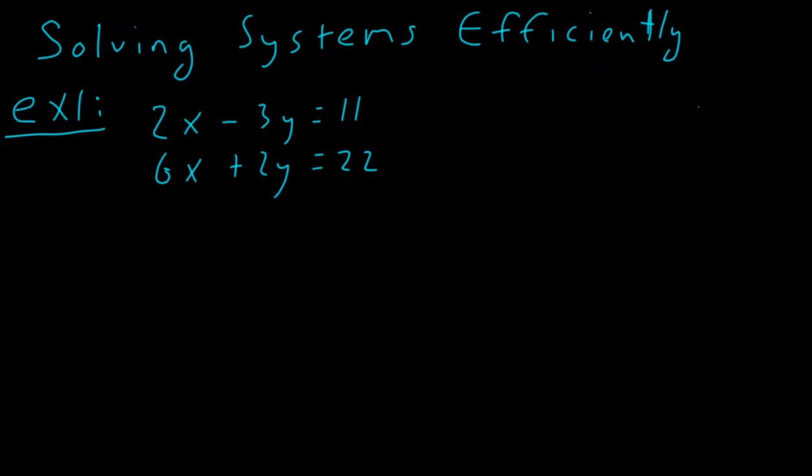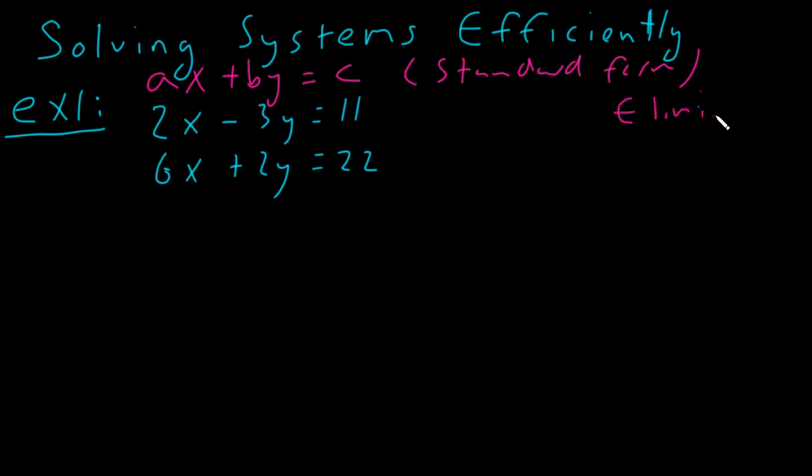Now you'll notice that both of these are actually in the same form of ax plus by is equal to c. And if you'll recall from the previous video, we call this standard form. Now, what was the method that we want to use whenever we see a system of equations in standard form? Well, the method is we want to use elimination. Okay, so what is elimination?